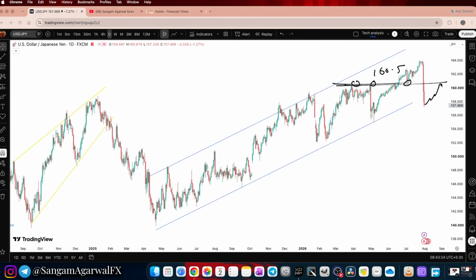Correction can retrace up to this area. But NFP this Friday, not much time. This week I don't think market fully retrace back to 160.5 area. Only small correction possible. You need a very hot number to retrace all the way back to 160 area.